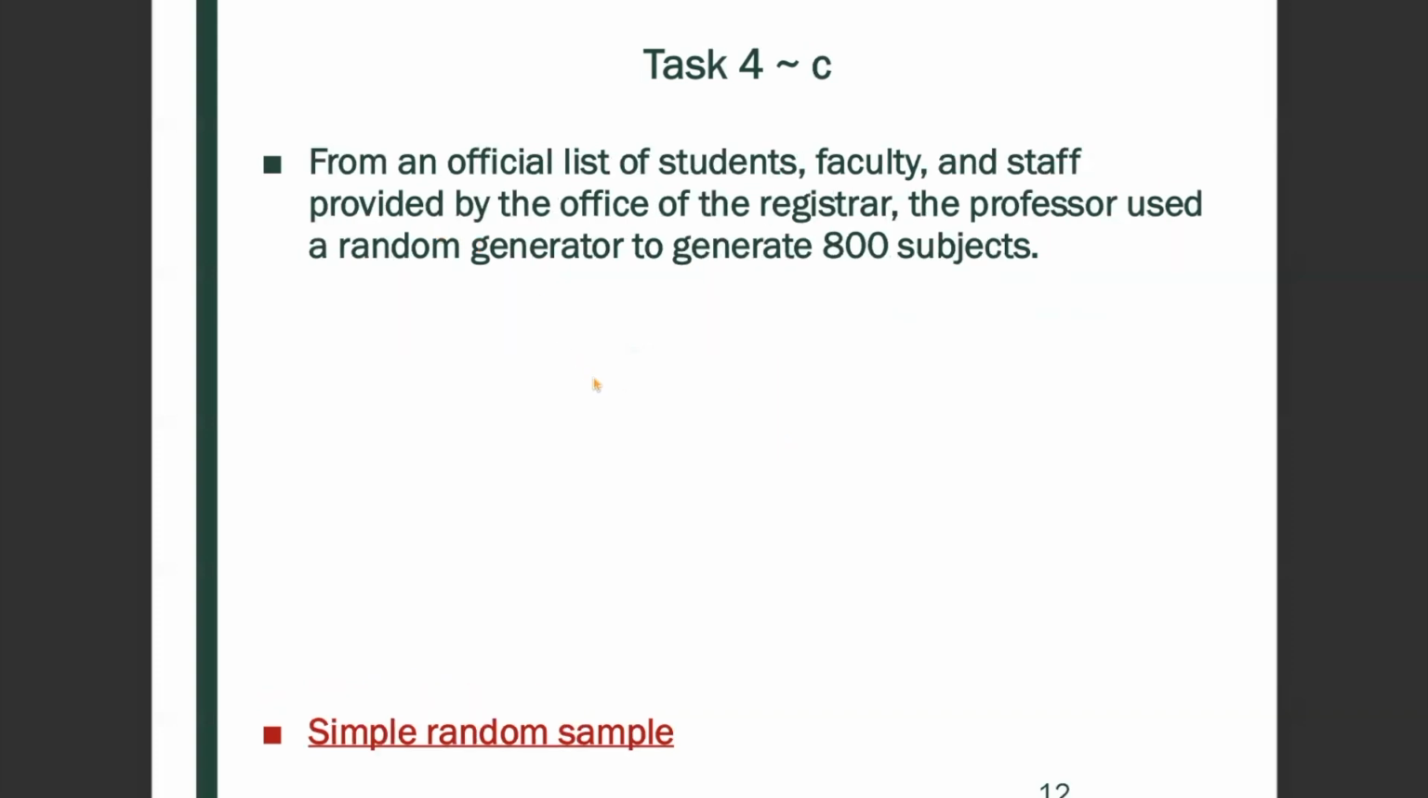From an official list of students, faculty, and staff provided by the Office of the Registrar, the professor used a random generator to generate 800 subjects. So this would be an example of a simple random sample. It's essentially the same thing as randomly selecting out of a bag where each has an equal chance of being selected.